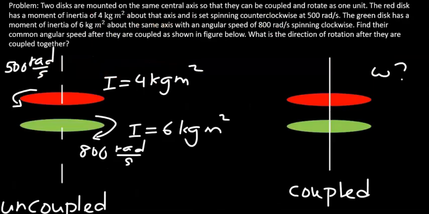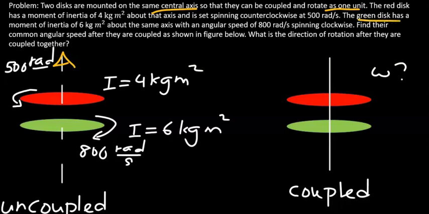Problem 1. Two disks are mounted on the same central axis so that they can be coupled and rotate as one unit. The red disk here has a moment of inertia of 4 kg·m² about that axis, and is set spinning counterclockwise at 500 radian/second. When we say counterclockwise, it's counterclockwise when viewed from the top.